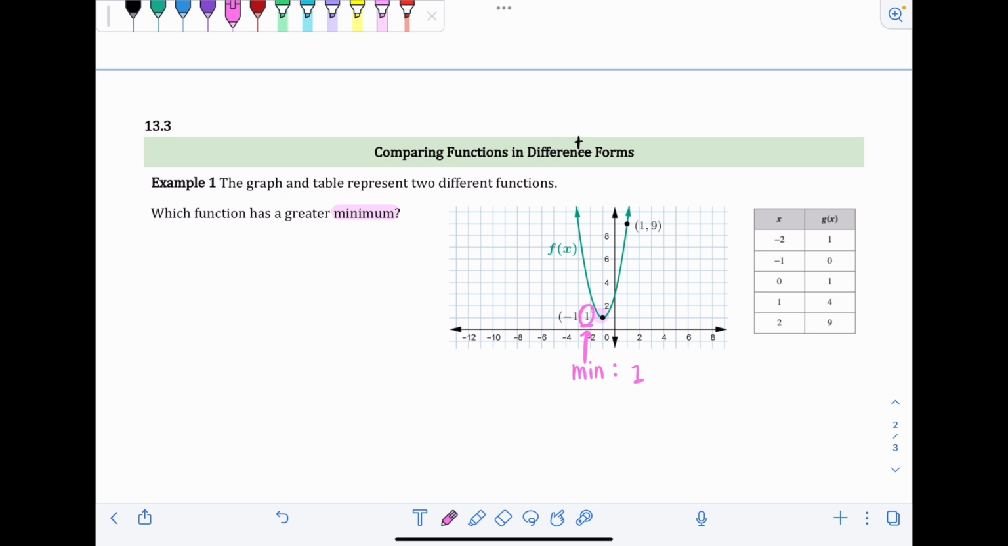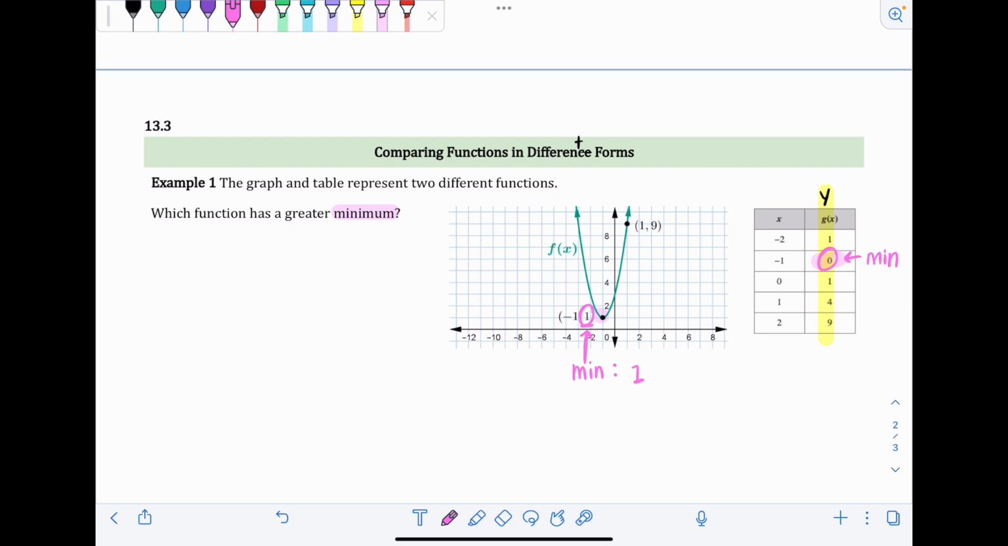And then when we're looking at a table, we want to still look at the y coordinate of each point. And remember, when we're looking at a table, the y values are all on the right side. Sometimes it could be labeled as f of x or g of x or y. But remember that f of x or g of x, whatever the function is named, and y are interchangeable. They both just represent the output of the function. So we're looking at just that right side of the table, and we want to find the lowest value on there, the smallest number. So the smallest number on the right side of the table is 0. So that means that the minimum of the function g of x would be 0.